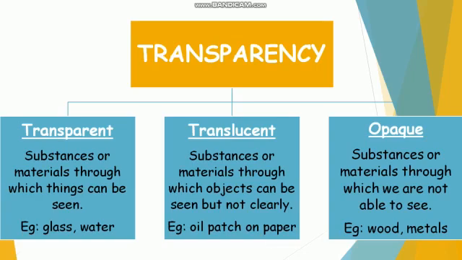The third division is opaque. Substances or materials through which we are not able to see at all. If we put an opaque object in front of our face, we cannot see what is present on the other side of the object. So those objects or materials are classified as opaque. For example, wood or metals.